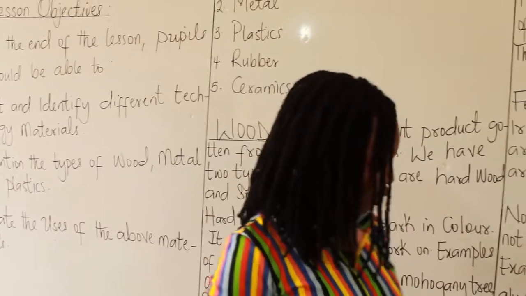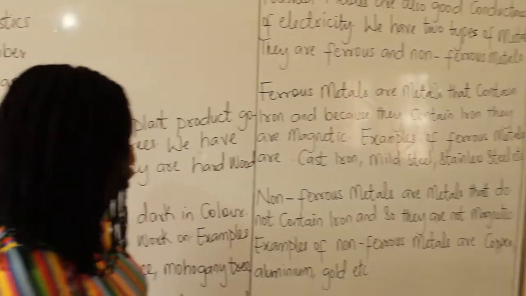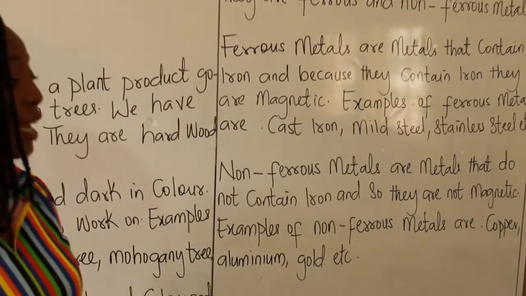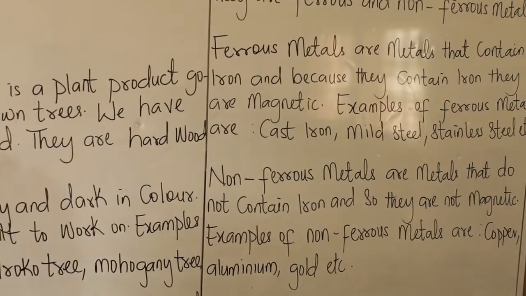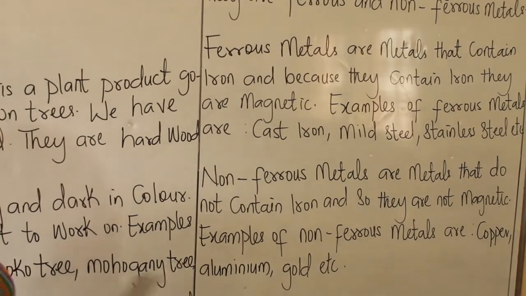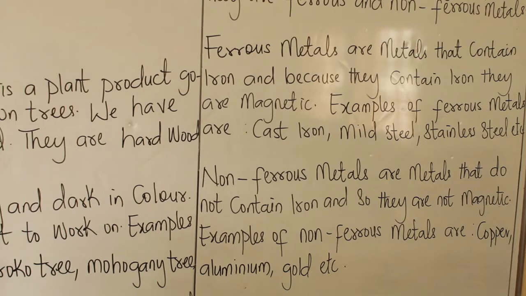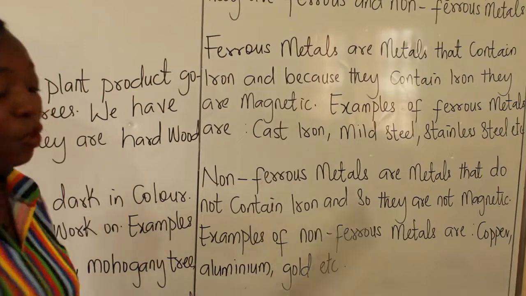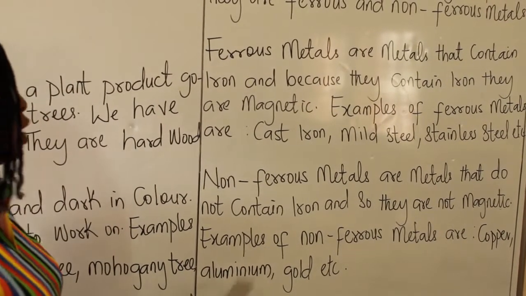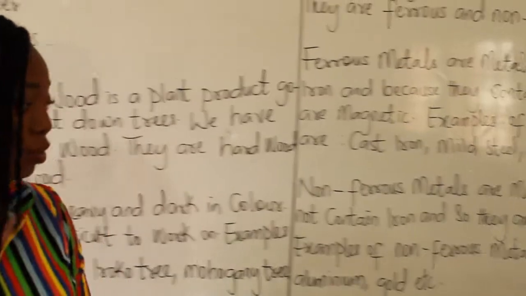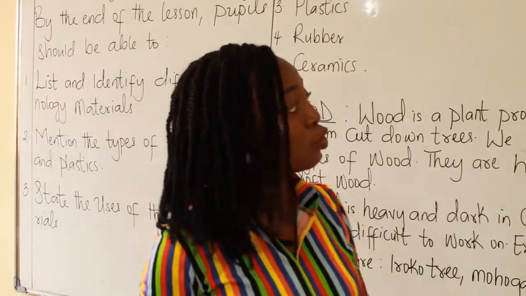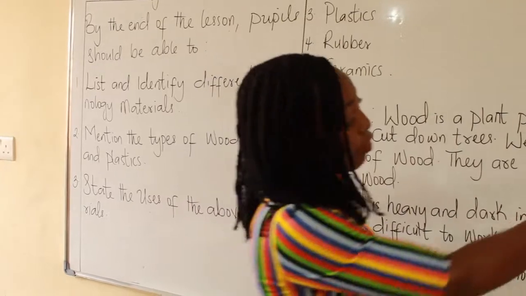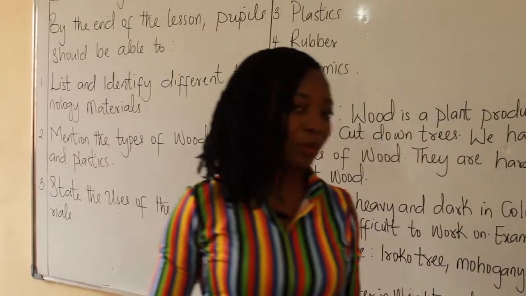Now, the non-ferrous metals. Non-ferrous metals are metals that do not contain iron. And so, they are not magnetic. Examples of non-ferrous metals are copper, aluminium, gold, and so many others. So these are the two types of metals: the ferrous metals and the non-ferrous metals.